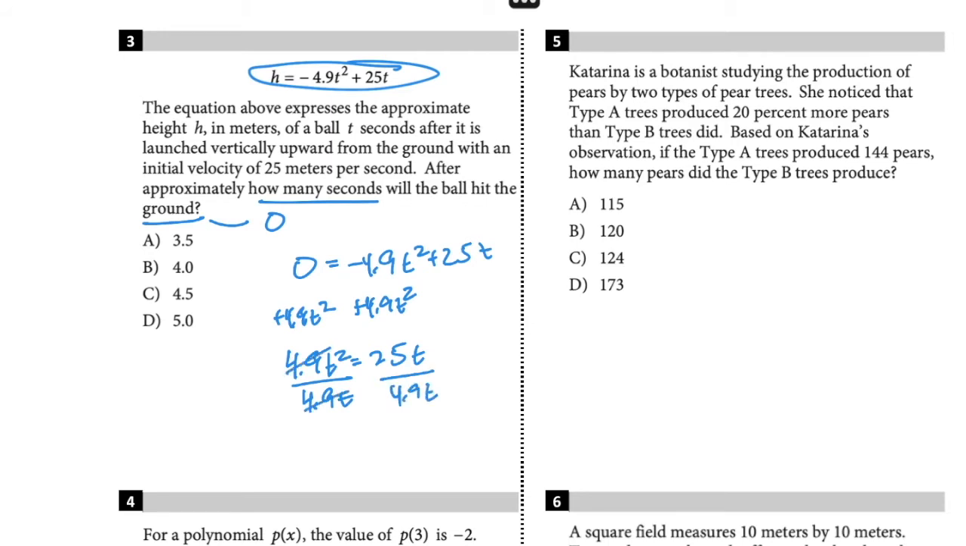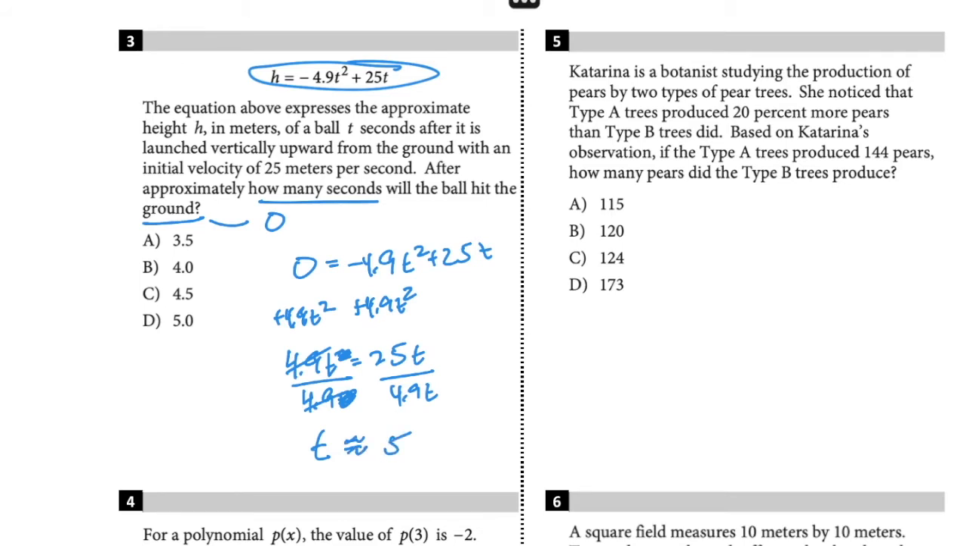4.9 and 4.9 cancels out. One of the t's even cancels out, and I have t only on that side. And on this side, 25t divided by 4.9t is about 5.